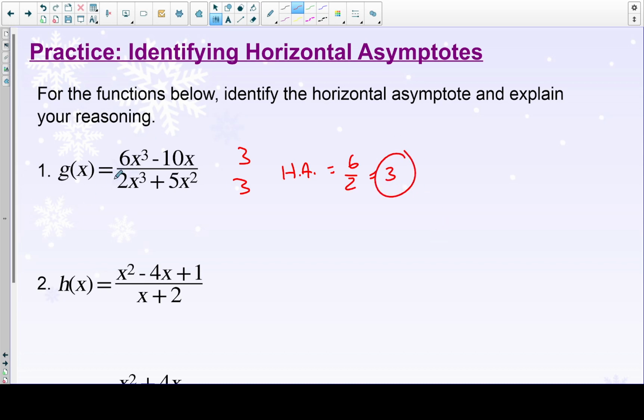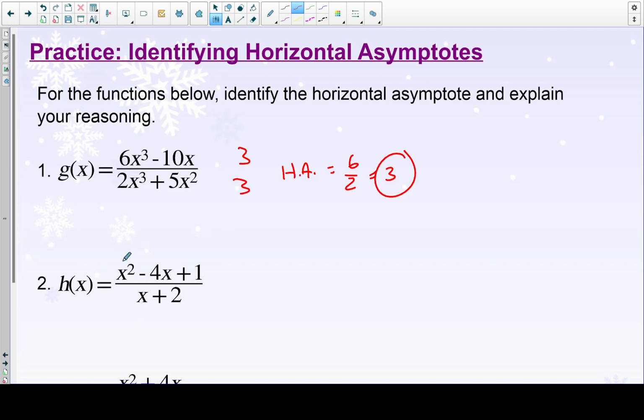Now, that's a coincidence that it's the same as the degree. That doesn't always happen. But if you chose a very, very large number for x, you would get an answer of approximately 3, simply because x to the third is going to drown out these terms over here, and they're going to kind of go away. All right, next one.